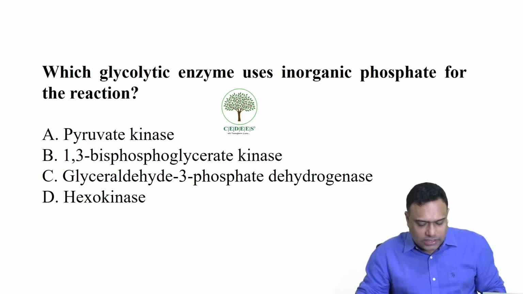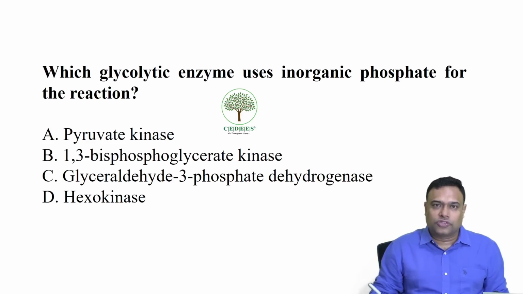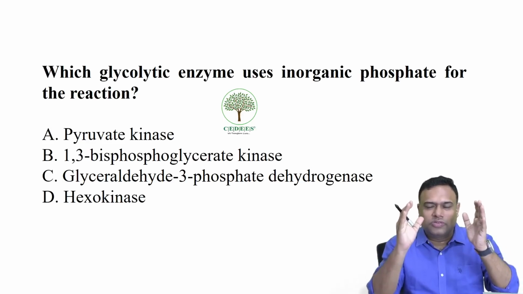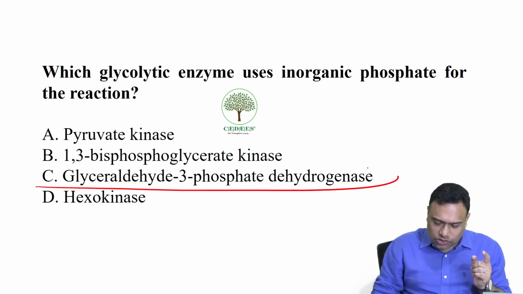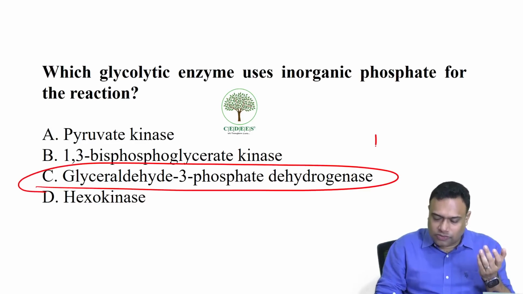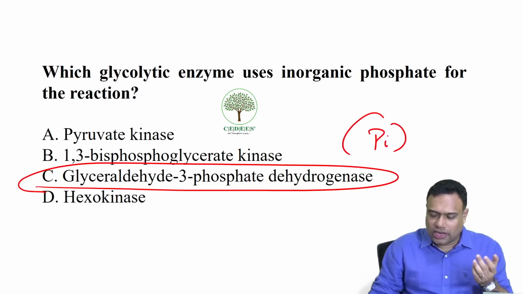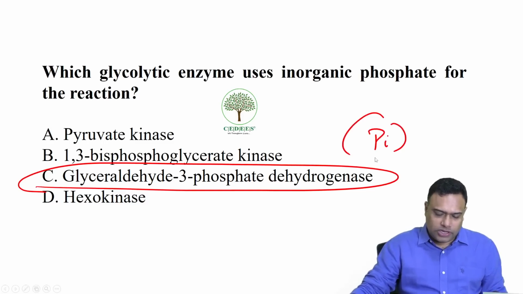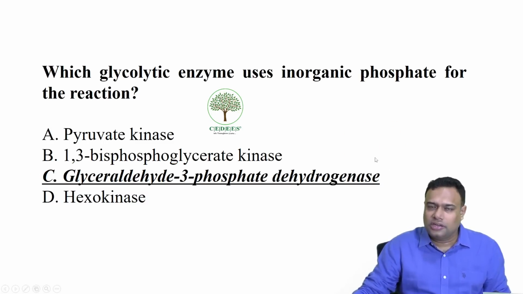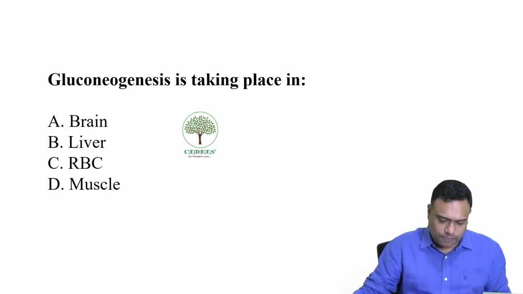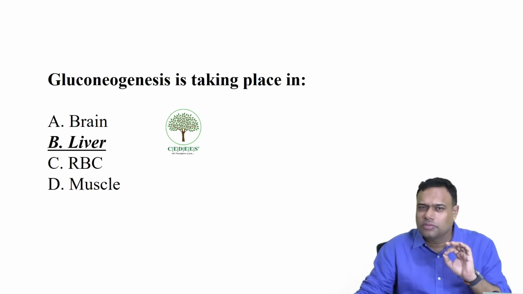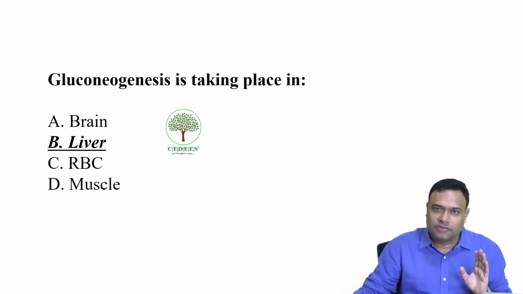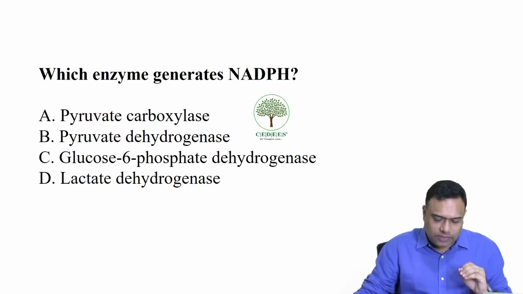Which glycolytic enzyme uses inorganic phosphate? Remember that big enzyme which produces maximum energy in glycolysis? Your glyceraldehyde 3-phosphate dehydrogenase. He's the one who needs an inorganic phosphate ion. Okay, so the answer is glyceraldehyde 3-phosphate dehydrogenase. Gluconeogenesis, as we all know, is liver or a little bit in the renal cortex. So, liver. Which enzyme generates?